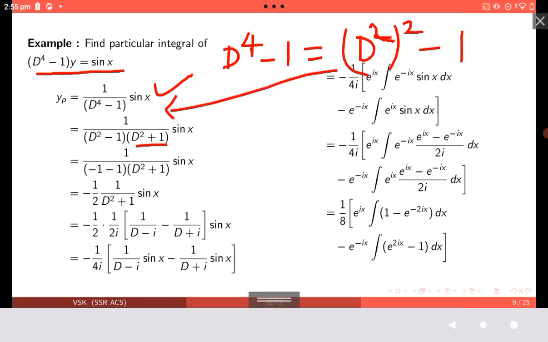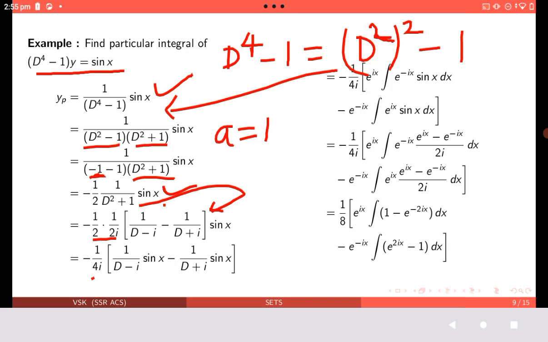Now here, because there is no problem, we can put a = 1. So D² is replaced with -1² that is -1. This -1 comes out, leaving D² + 1. So we get this expression. Now this 1 upon D² + 1 we will use the partial fraction, and this can be written this way: -1/2 times 1/(2i) times [1/(D - i) - 1/(D + i)] sin x. When we multiply by this 2, we get this.